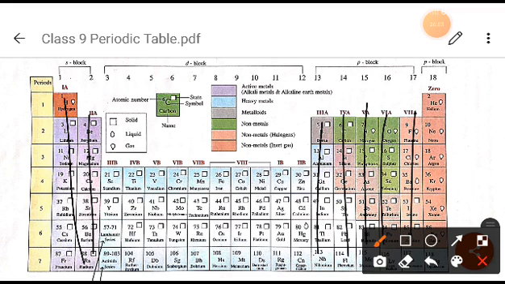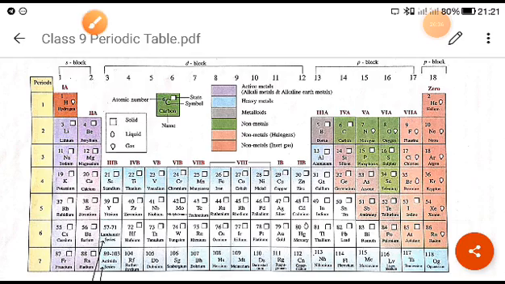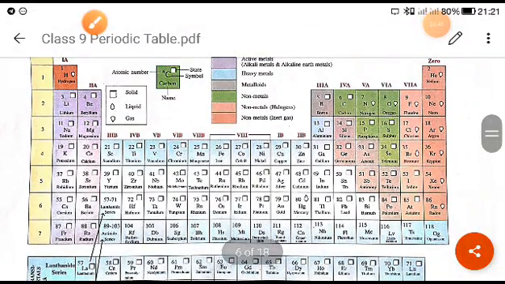Now next, metals which are good conductors of heat and electricity are present in group 1 and group 2, right? And the non-metallic character is present in group 16 and 17. The most non-metallic character you will find in these two groups, group 16 and group 17. Now some heavier elements like tin and lead exhibit variable valency. Some of the elements you will see here, tin and lead, have variable valencies, right?